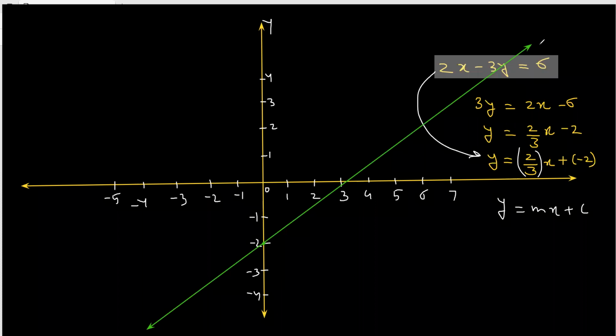And what is its equation? Its equation is 2x minus 3y equal to 6. Please understand. So, my dear students, what did I do? I plotted a line here. What is that line? The line is 2x minus 3y equal to 6.